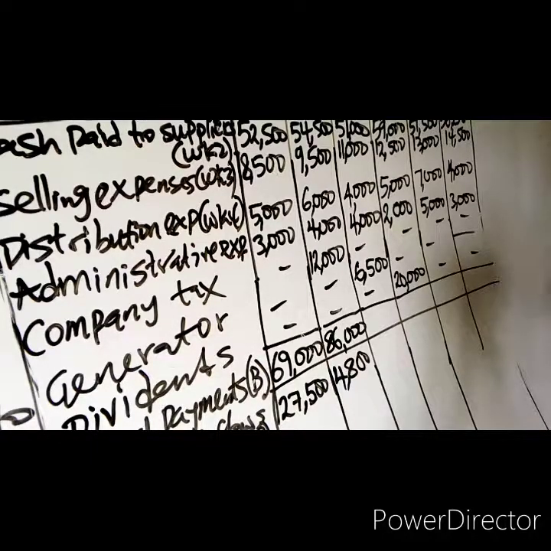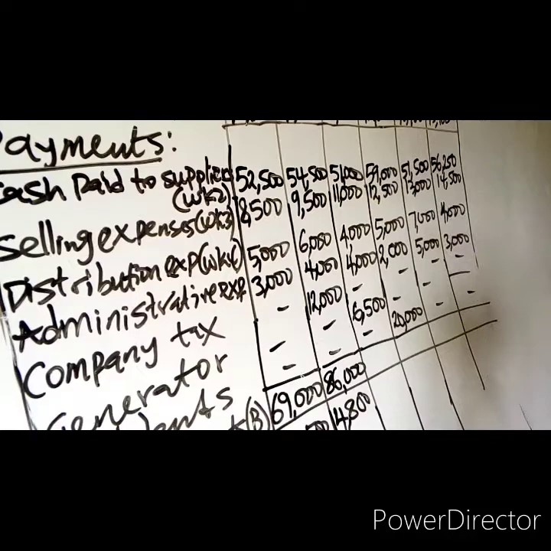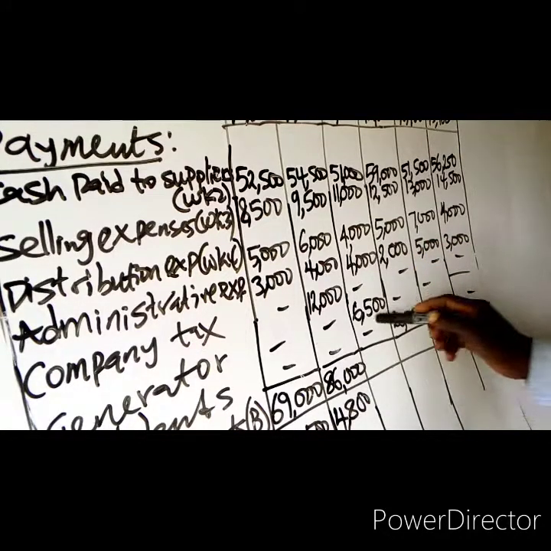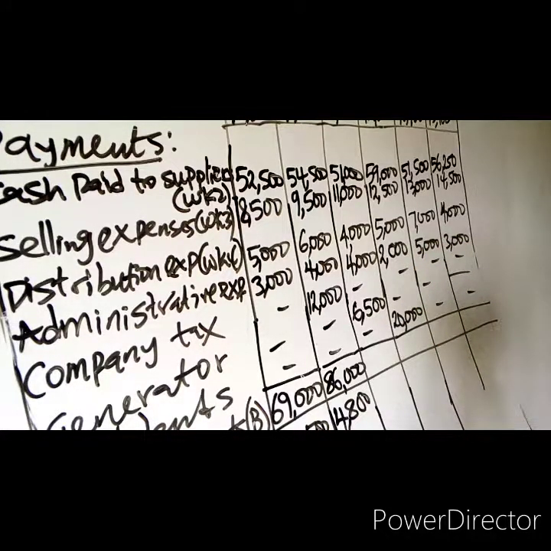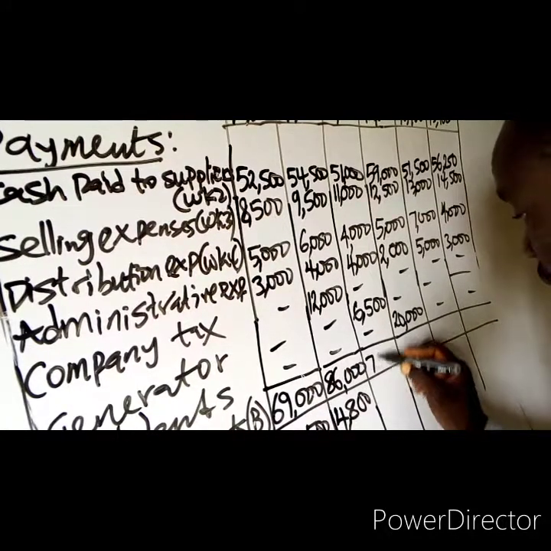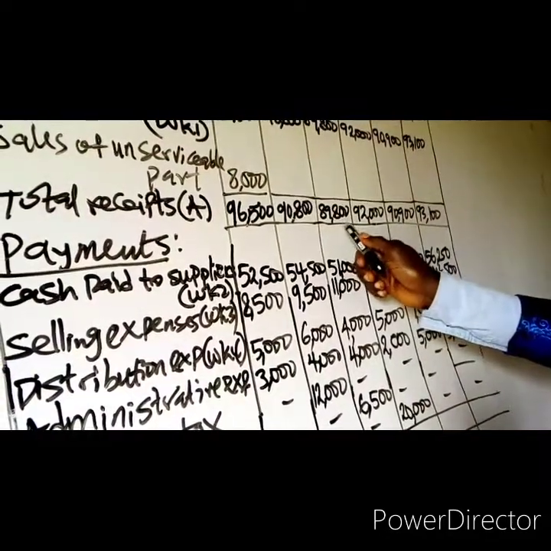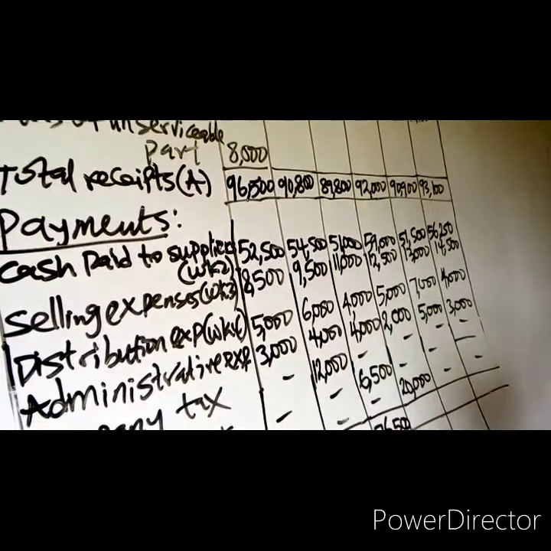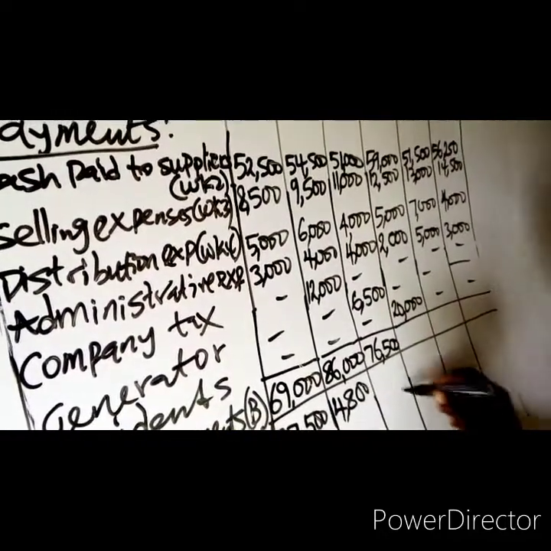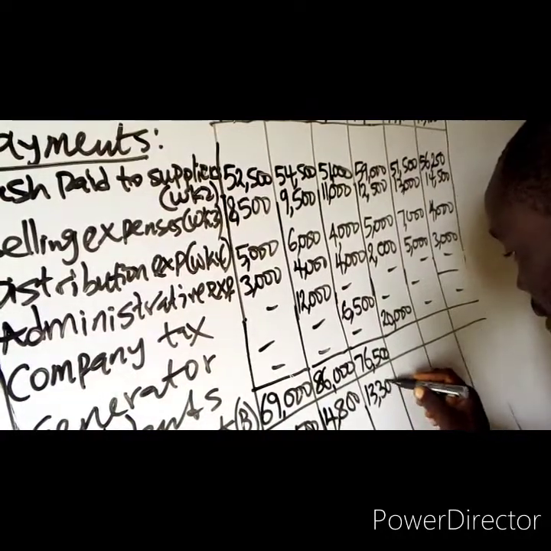4,800. Then for the month of March, let's sum up our payment. We have 51,000 plus 11,000 plus 4,000 plus 4,000 again plus 6,500. Then the total payment is 76,500. Then you subtract the total payments from the total receipts of 89,800. When you subtract from 89,800, then you have the net cash flows of 13,300.